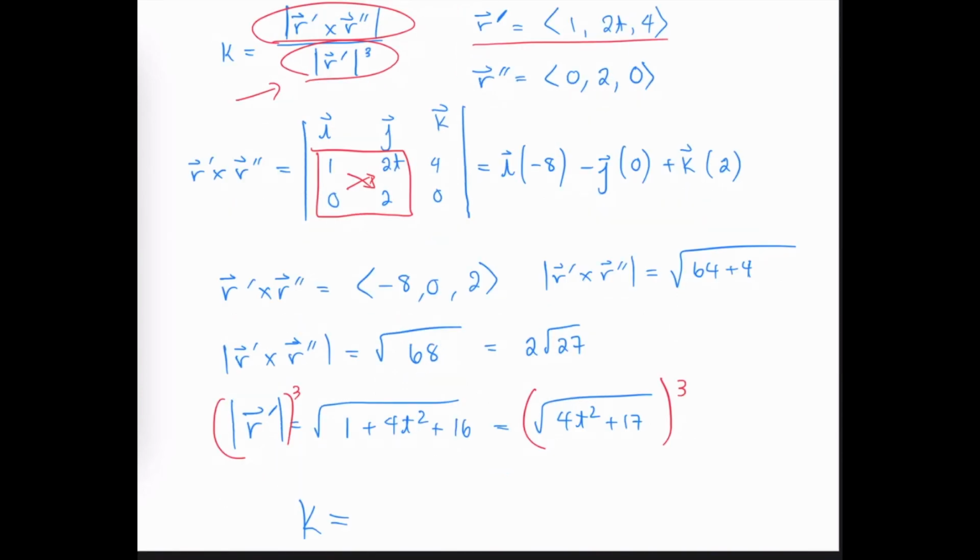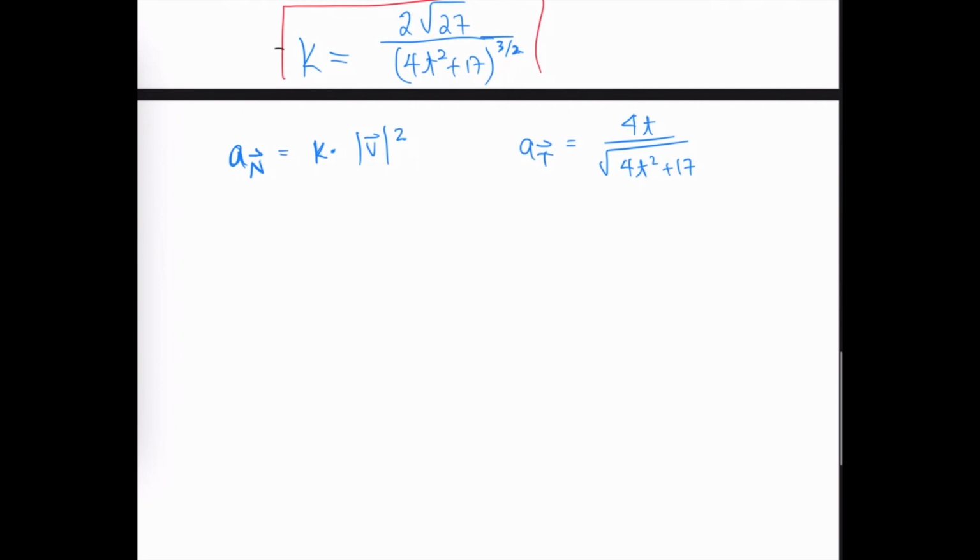the curvature. So the curvature turns out to be the magnitude of this cross product, which in the numerator was going to be 2 rad 17, divided by the magnitude of the derivative quantity cubed. This turns out to be, let's call it 4t squared plus 17, and then raise that to the 3/2 power, right? This radical is to the 1/2 power, and then when we cube that, we get radical cubed, which is to the 3/2 power. And so we take this curvature back into the normal component formula.